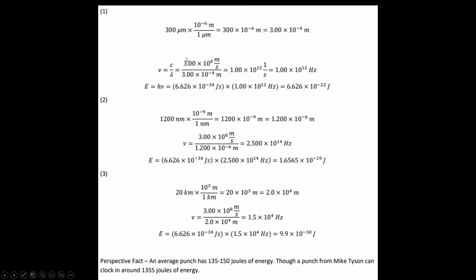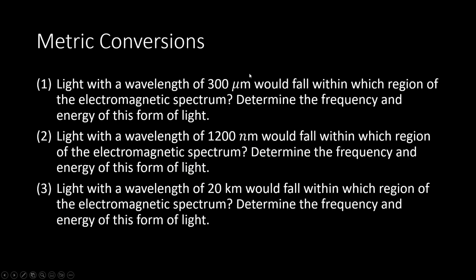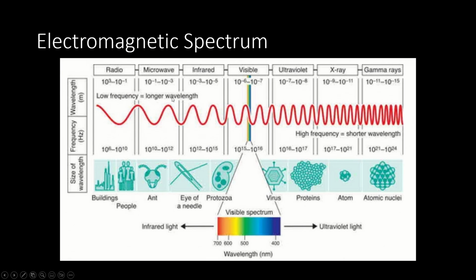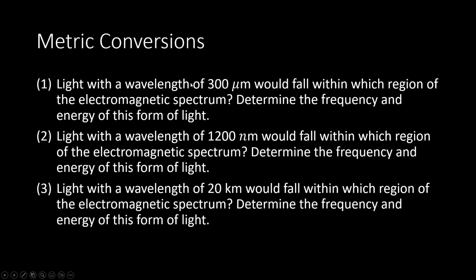Now, as far as our region of light, well, let's look at that. Our wavelength, we're looking at values that are 10 to the minus 4 in scientific notation, or frequency that's 10 to the 12th. So 10 to the minus 4, that's looking at infrared radiation. Or 10 to the 12th for frequency, again, infrared radiation. I'm not going to test you on locating what region of light something is, but this is just to practice those concepts.